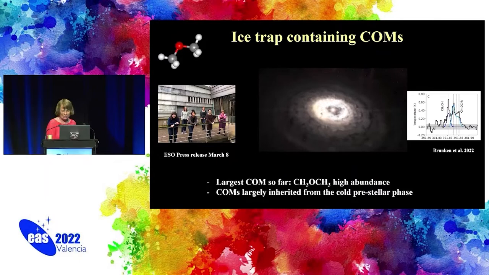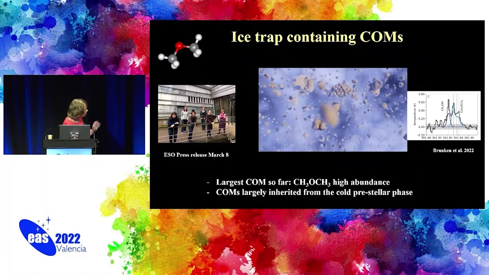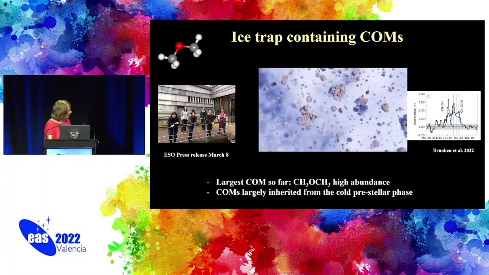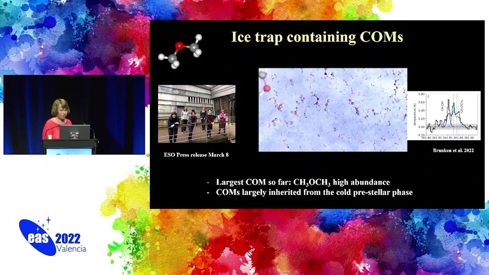We dug a little bit deeper into this data set with a master student, Ashanti Brunken, and found not just methanol, but even the most complex molecule to date in a disk, which is dimethyl ether, 9 atoms. This was highlighted in an ESO press release on International Women's Day, because this was a paper that had 6 female authors on it. The fact that the abundance is so high, and also the abundance ratios, point again to the fact that the complex molecules are largely inherited from the cold pre-stellar phase. And you see these molecules happily dancing over there.